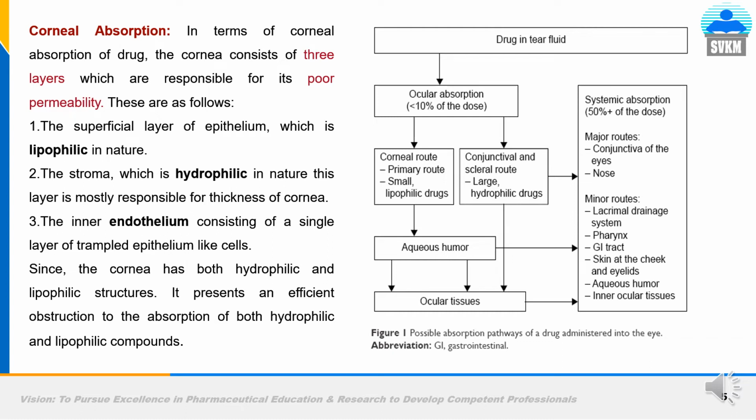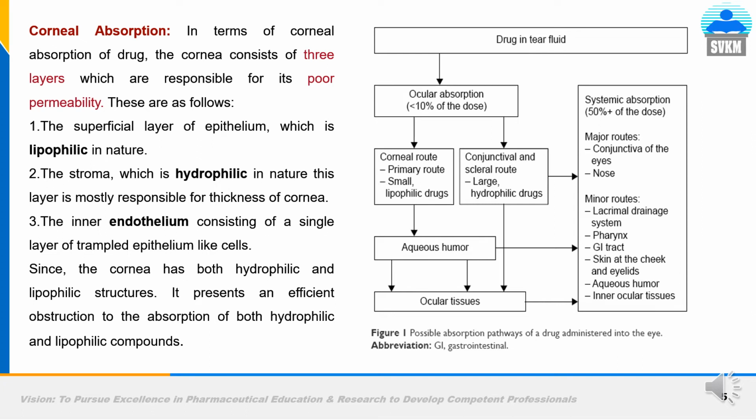Again I say, the drug is in the tear fluid. Two types of absorption take place. Corneal absorption is less than 10% of the dose. Next is non-corneal absorption, where mostly systemic absorption takes place, for more than 50% of the drug. Here the major routes are the conjunctiva of the eye and the nose. Minor routes are the lacrimal drainage system, pharynx, GI tract, skin of the cheek and eyelid, aqueous humor and inner ocular tissues.